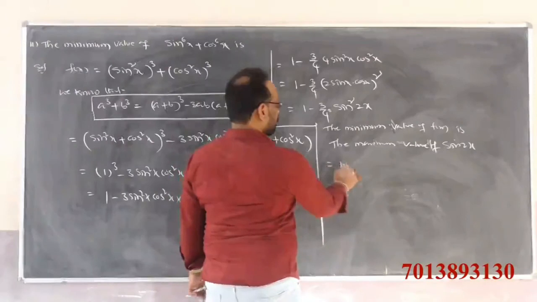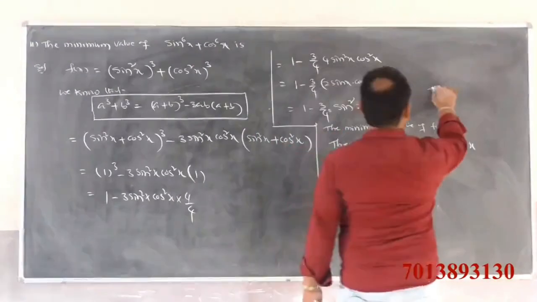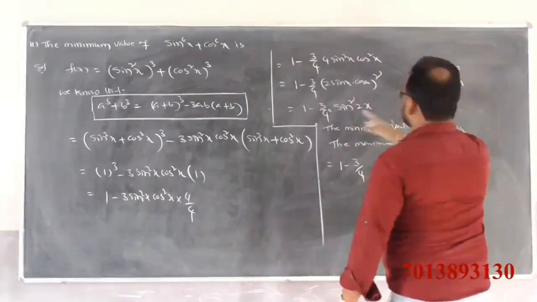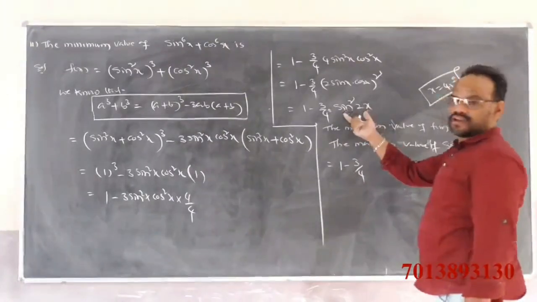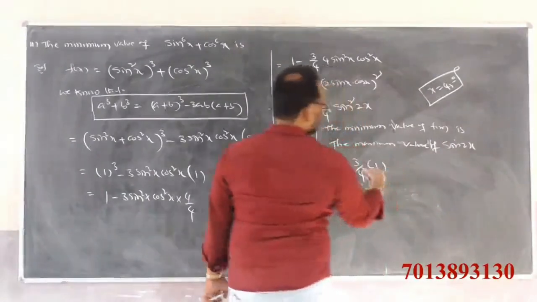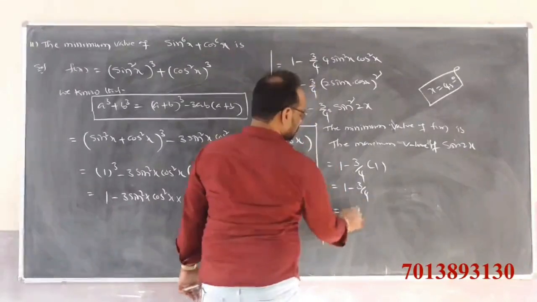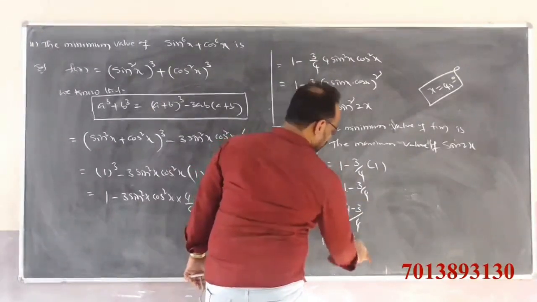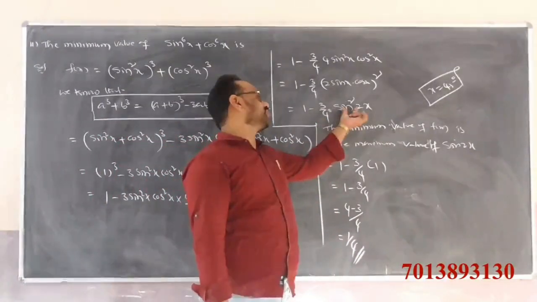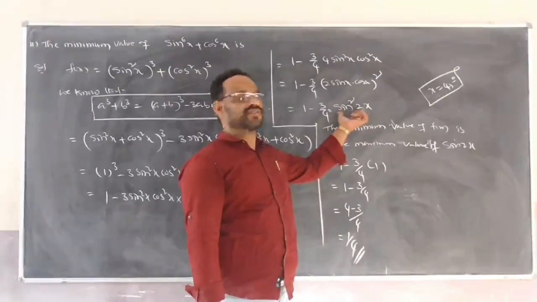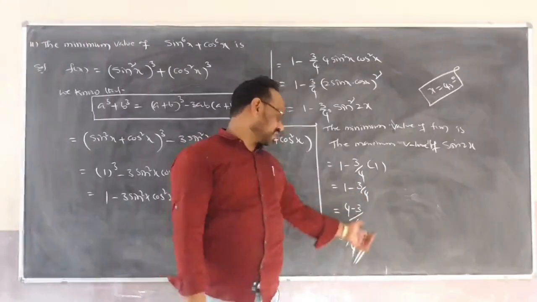What is the maximum value of sin 2x? If x is equal to 45 degrees, sin 2 times 45 is nothing but sin 90, value 1. So the maximum value of sin 2x is clearly 1. That is equal to 1 minus 3 by 4 into 1, that is 4 minus 3 by 4, which equals 1 by 4. This is the minimum value.